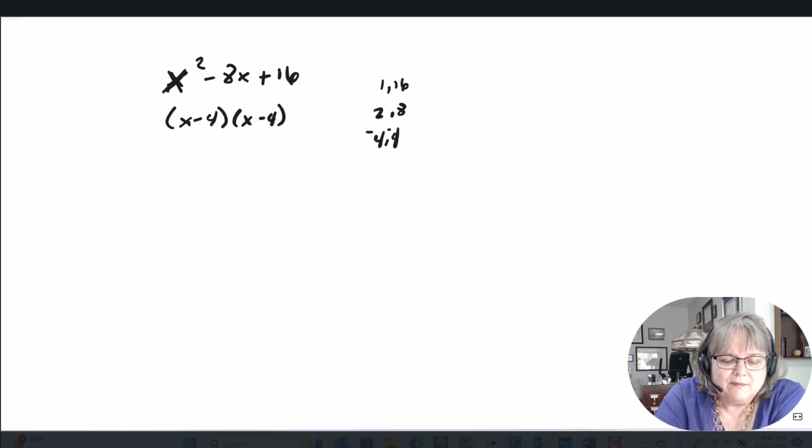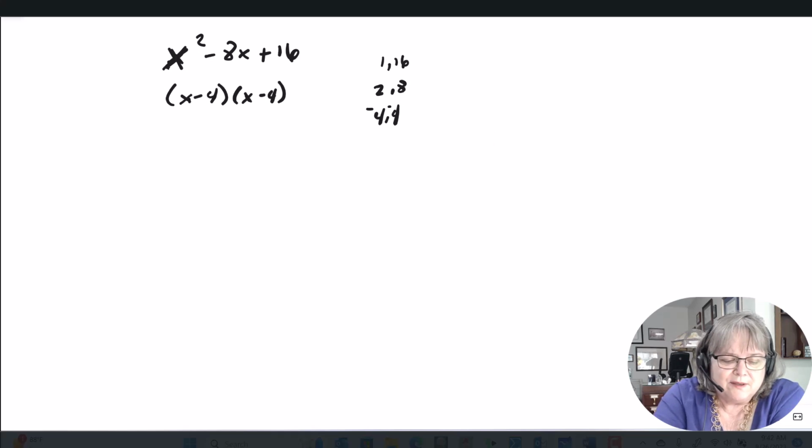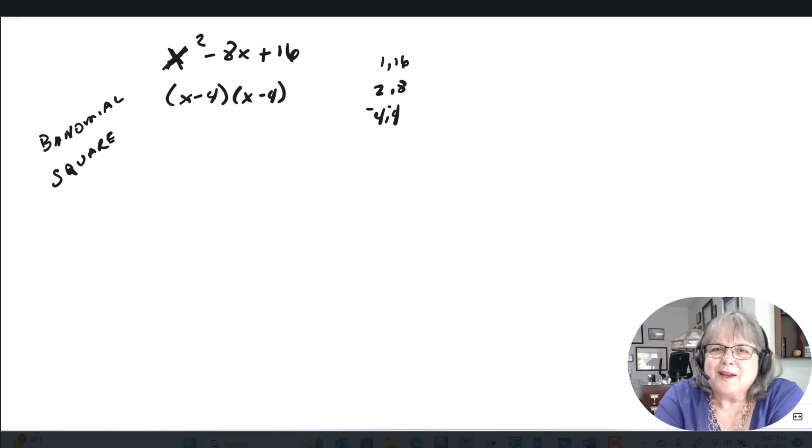But there's a specific type that's called a binomial square. This is supposed to be a Q. Okay, binomial square. Now, every once in a while it comes in handy to know this, so let's talk about it as if we didn't know the lead coefficient of a 1 trinomial technique, and we were just looking at it. And the question here would be, does it have a square on each end? Okay, and it's a trinomial. So it's a trinomial, it has a square on each end. x squared is a square, 16 is a square.